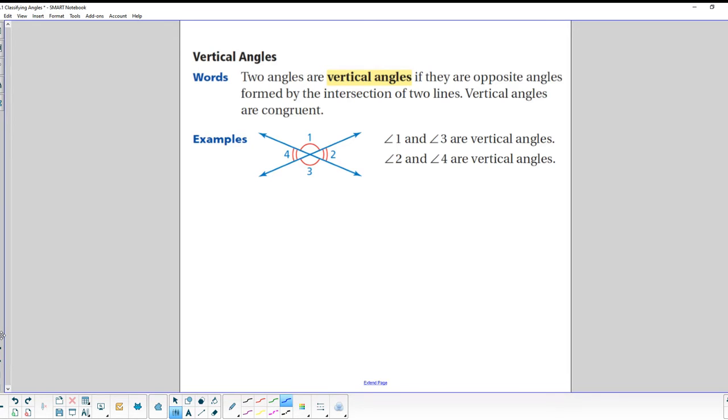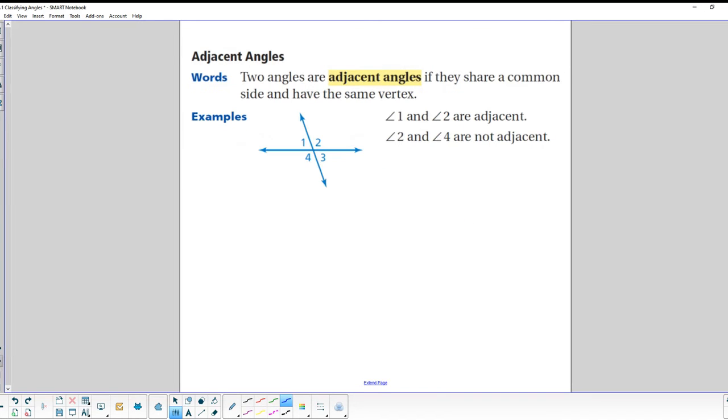Vertical angles are considered to be congruent. As you can see here, we have two lines that intersect each other at a common point right here. When that happens, you form four angles. It turns out that the angles that are straight across from each other both form congruent angles. So angle 1 is the same as angle 3, and angle 4 is the same as angle 2. If you can find any one of those angles, you can find all of those angles, knowing that relationship.